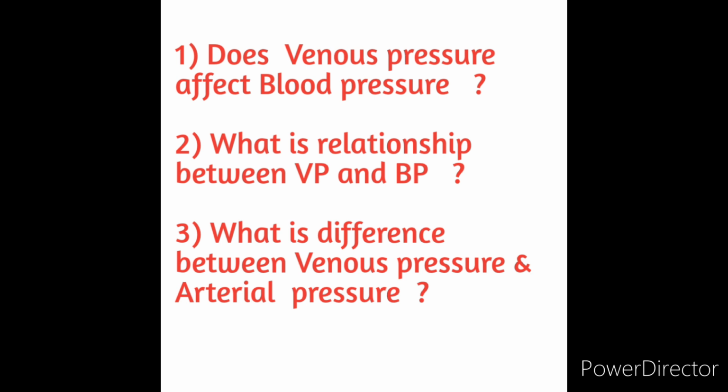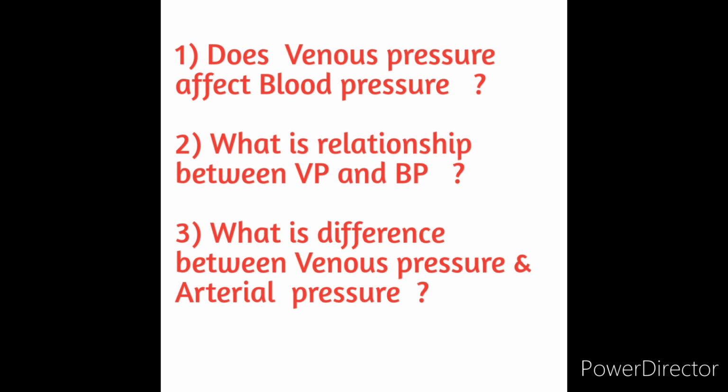Inadequate skeletal muscle pump and venous pooling may lead to extravascular edema, reduced blood volume, and limited venous return to the heart. Limiting venous return leads to reduced cardiac output and mean arterial blood pressure. So inadequate venous pressure will affect the skeletal muscle pump, and venous pooling may lead to extravascular edema. Thus venous pressure will affect blood pressure.